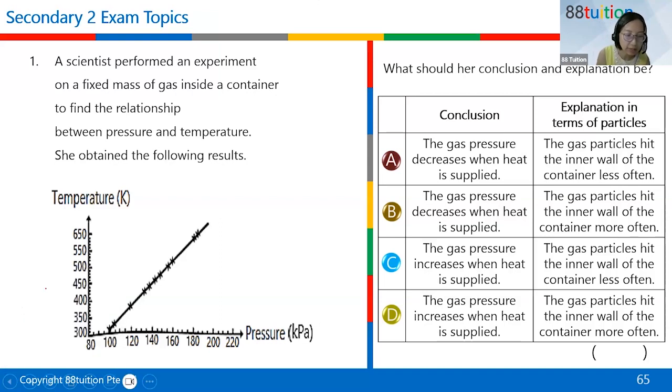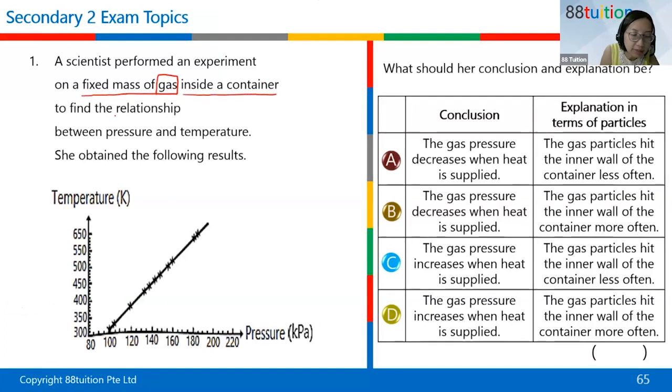All right. So here it says a scientist performed an experiment on a fixed mass of gas. So we are talking about a gas here, kept inside a container, and this scientist is interested to find the relationship between pressure and temperature. That means pressure of gas and temperature of gas. So she got the results.